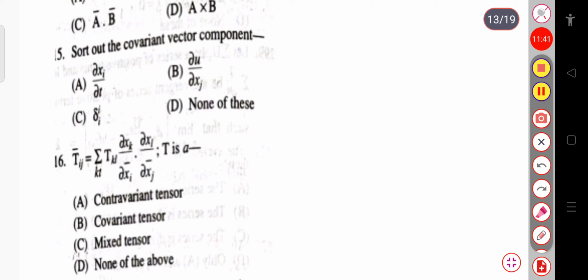Okay. Now the next question, sort out the covariant vector component. So which one is the covariant vector component? Covariance means you have to write the index at the subscript. So here this is our right answer, dou u by dou s.